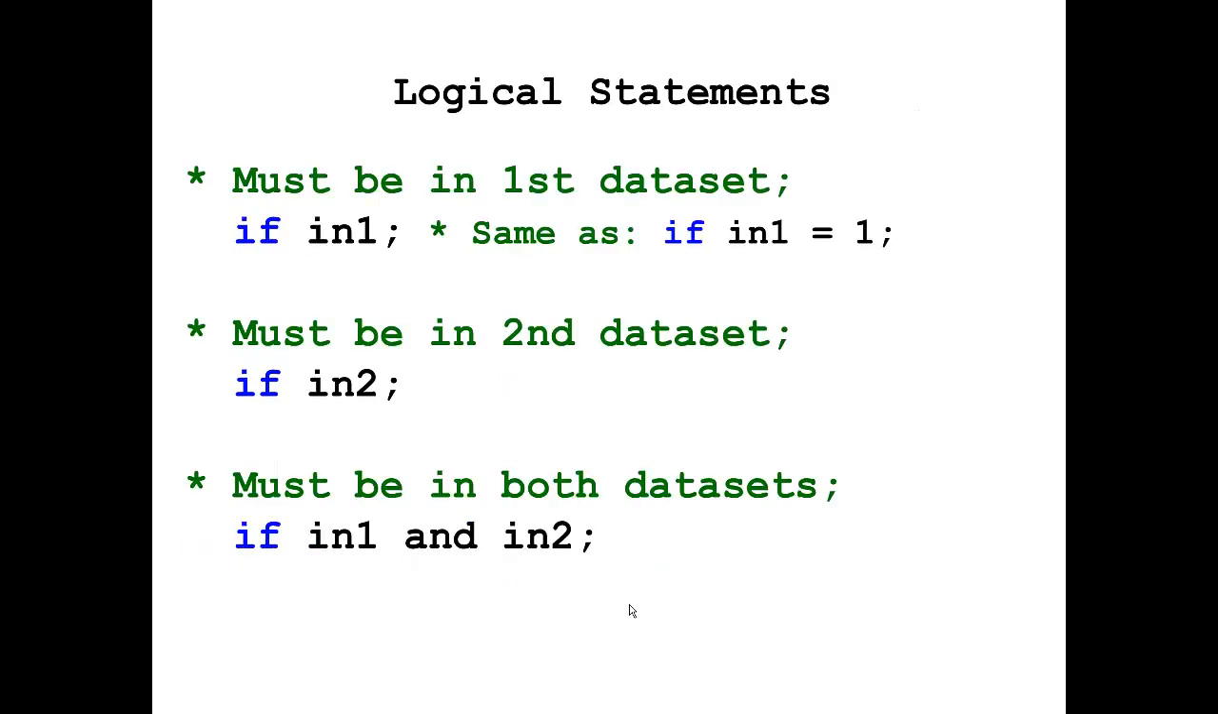So let's look at this in terms of logical statements. If we are only interested in subjects that appeared in the first data set, we would write the statement if in1, which is the same as saying if in1 equals 1. If we are only interested in keeping observations that appeared from the second data set, then we would write the statement if in2. If we were interested in only keeping subjects that were in both of the data sets, then we would write the statement if in1 and in2.